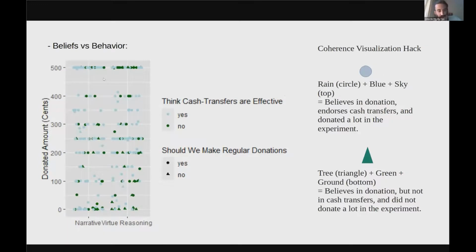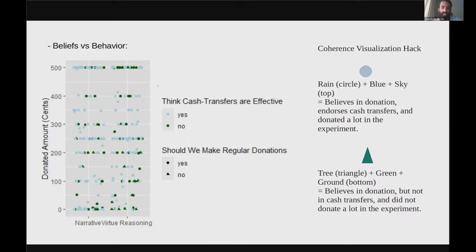The second scatter plot that I want to explore together with you has basically the same structure, but here we have the question about opinion. We ask the participants, do you think that cash transfers are effective? Blue is for yes and green for no. Once again, the interesting pattern is on the virtual reasoning side. On the top, we have a lot of greens again, and greens are people who think that cash transfers are not effective.